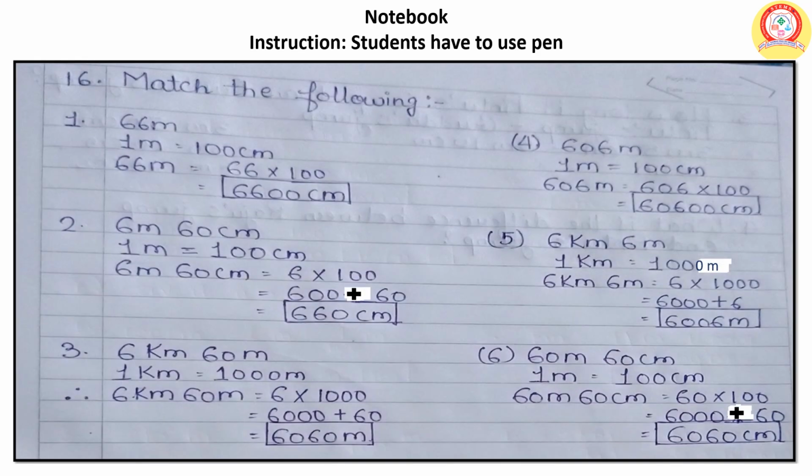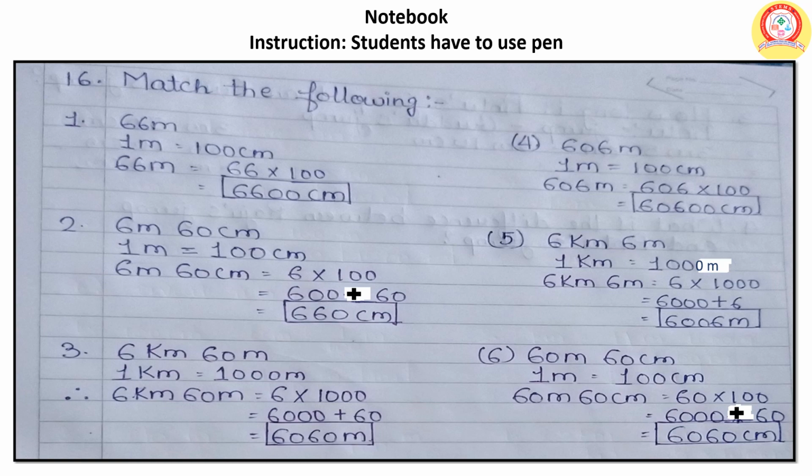So in first sum, 66 meter. Children, when 1 meter is equal to 100 centimeter, then 66 meter is equal to how much centimeter? 66 multiplied by 100, we will get 6600 centimeter. In second sum, 6 meter 60 centimeter is equal to how much centimeter children? When 1 meter is equal to 100 centimeter, then 6 meter 60 centimeter is equal to how much? 6 multiplied by 100, that is 600, plus 60 centimeter, we will get 660 centimeter.